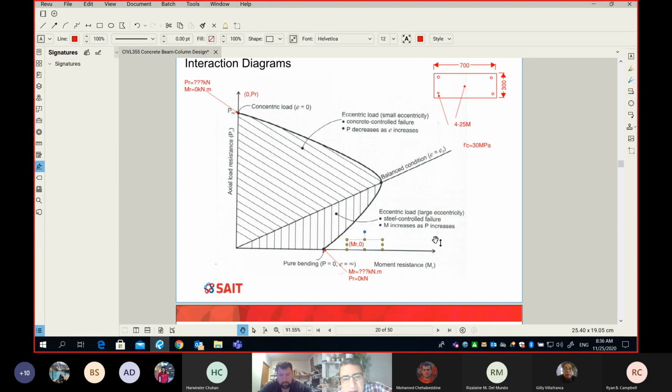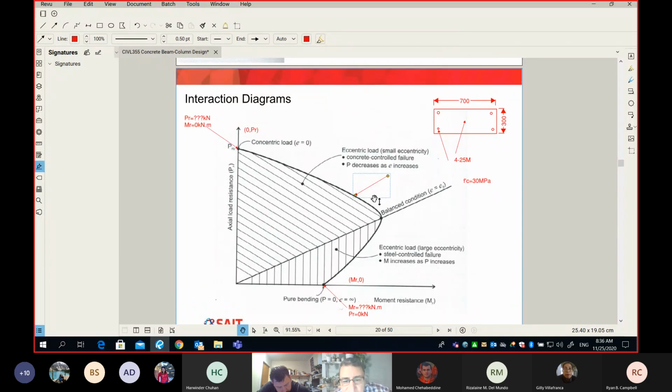Okay. Now, what happens if I apply a combination? What if I apply some axial force and some bending moment? What will be the maximum if I have a combination of them, not only pure axial force or only pure bending moment? So this curve, I'm going to point out this curve. This curve here is called the interaction diagram, which is the relationship between the bending moment and the axial force that can be supported by a given section.